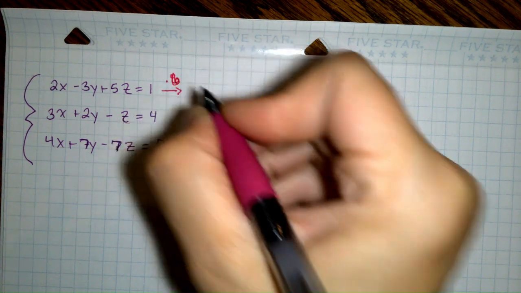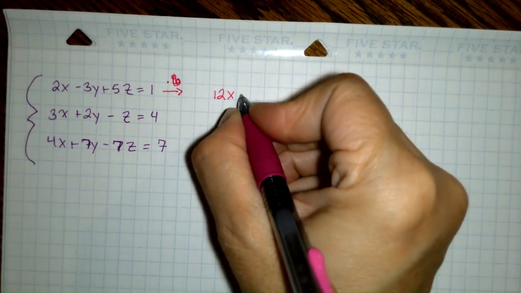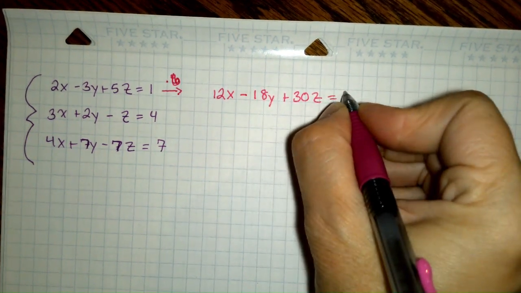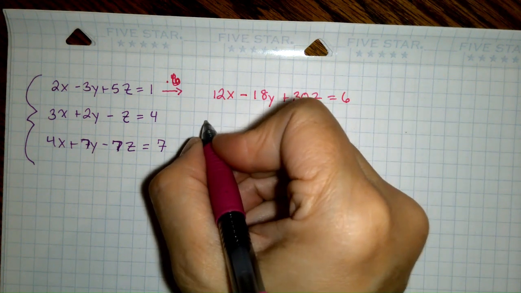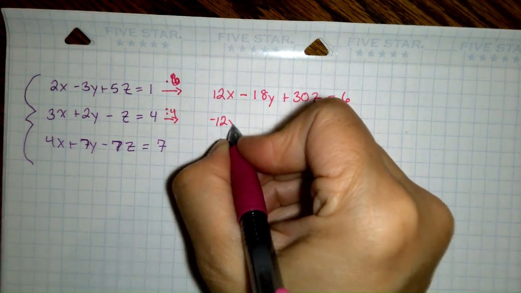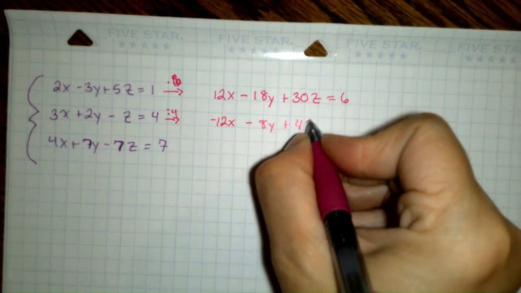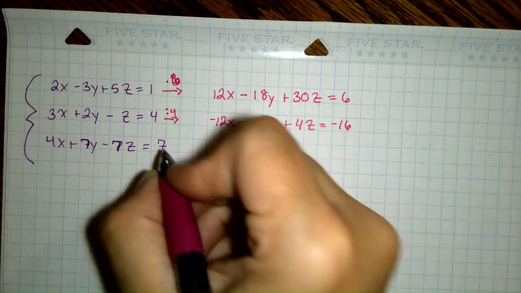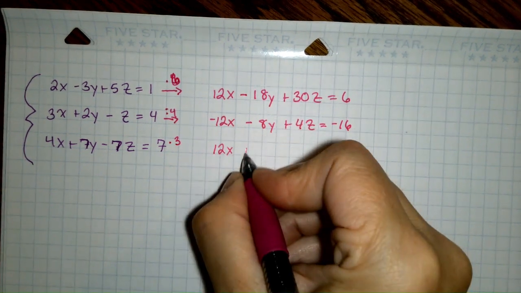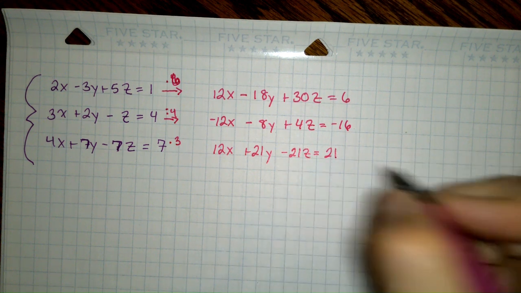I was thinking about the next line. So we get 12x minus 18y plus 30z equals 6. When I multiply this by 4, I need negative 12x, and that's so that this will add to 0, minus 8y plus 4z equals negative 16. And to make this 12, I need to multiply by 3. 12x plus 21y minus 21z equals 21.